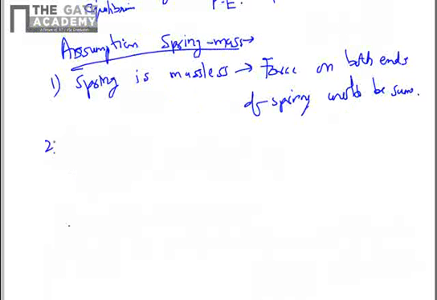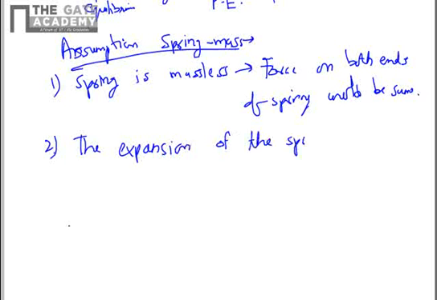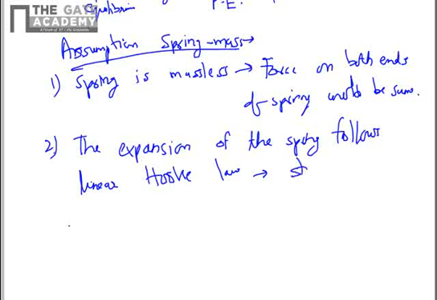The second assumption is that the extension of the spring follows linear Hooke's law. So what does Hooke's law say? Hooke's law says that stress is proportional to strain, linearly. So you can have a constant of proportionality, let's say K, that is called Young's modulus for the material. So stress is K times strain. This is the linear relationship.